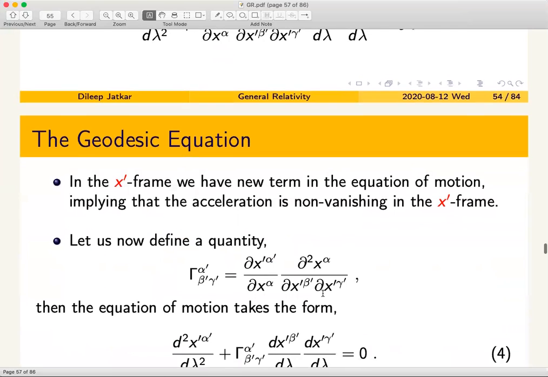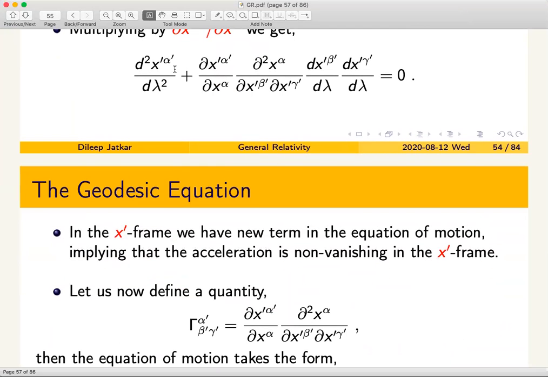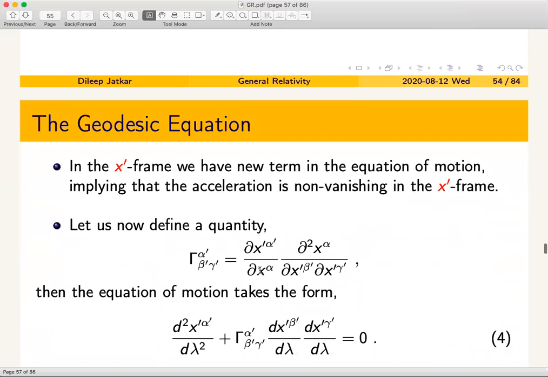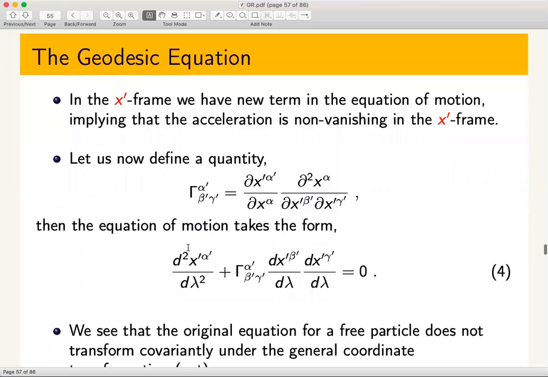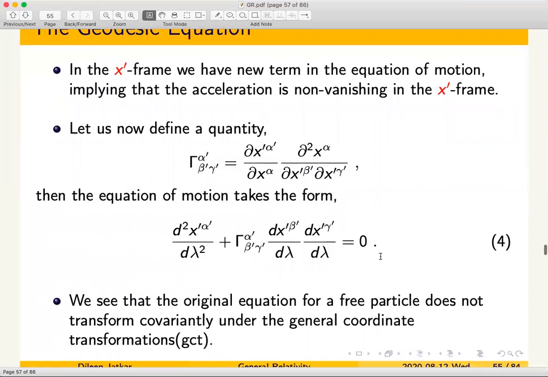Fine. Then the piece which was new had a coefficient, and we decided to call that coefficient gamma alpha beta gamma, and we just defined it this way. If you define it in that form, then you get an equation that takes a form of this type. So this is just rewriting it, replacing this additional piece that we got by doing general coordinate transformation. We just soaked it up by writing down the new notation. And we of course concluded that the free particle equation is not form invariant under general coordinate transformation.